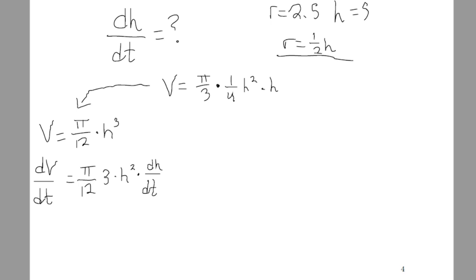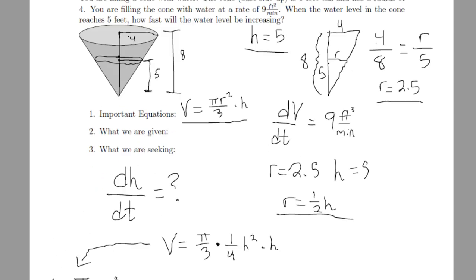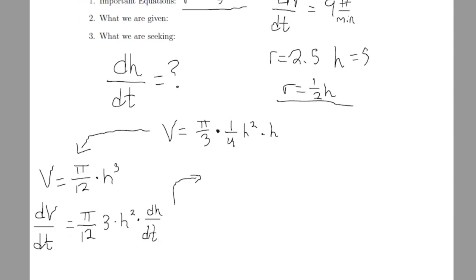We're trying to find dh over dt, so we'll go ahead and isolate that on one side of the equation. We'll just need a little bit of algebra to do that. But first we'll plug in all of our values. So dV over dt was the rate at which the volume was increasing, and that was 9 feet cubed over minutes.